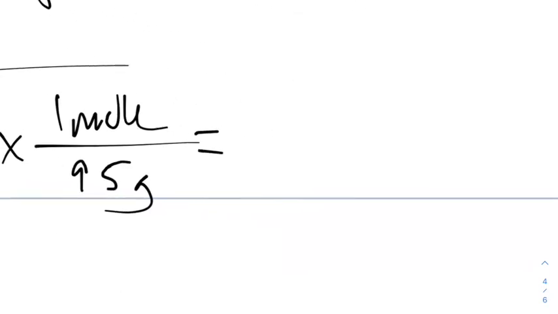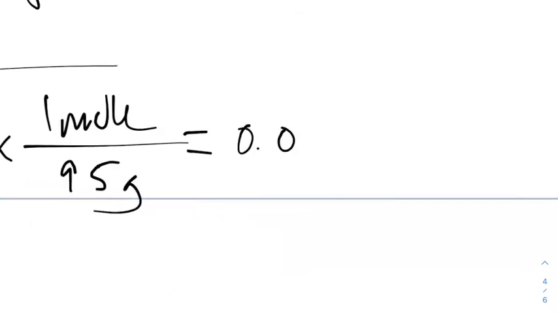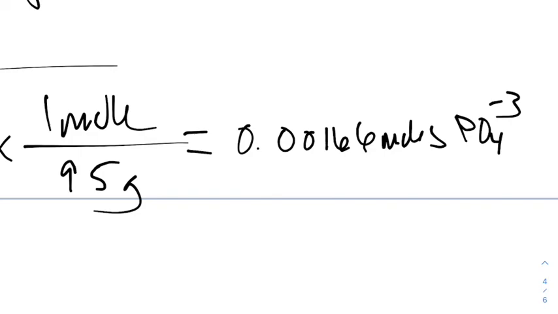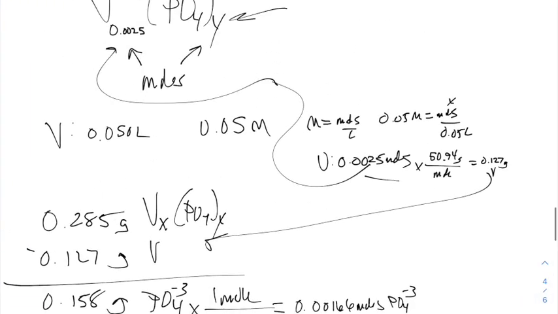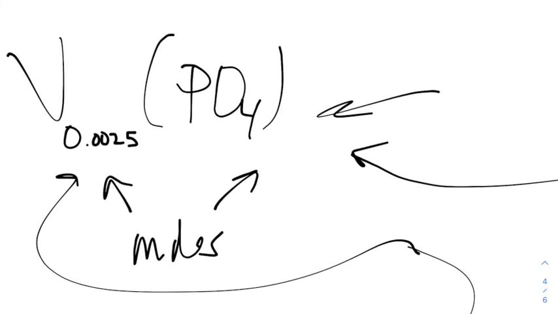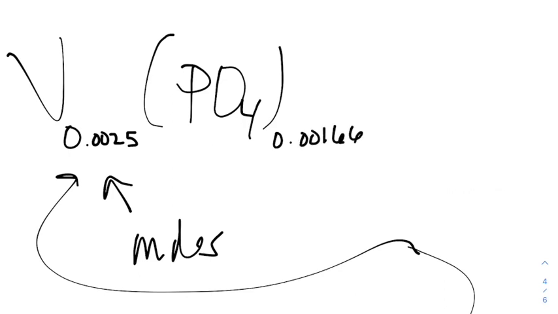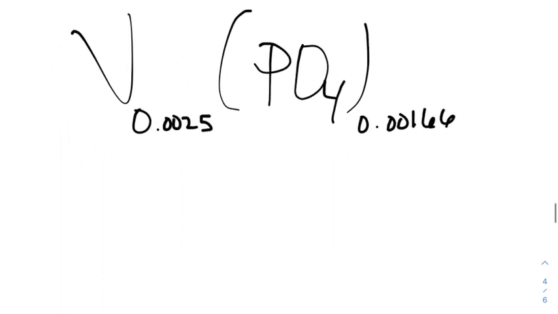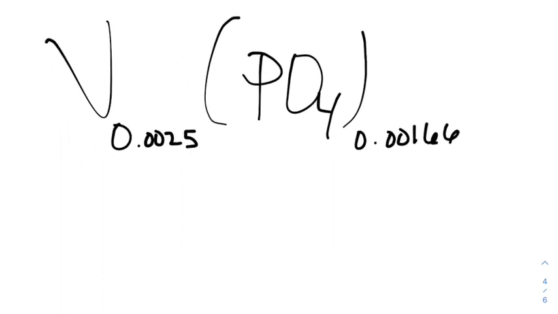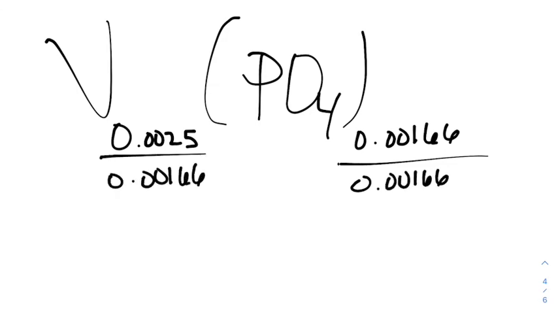So divide that out and you end up with 0.00166 moles of the phosphate ion. That number there gets moved all the way back up to our top here. So this is now 0.00166. These are not the same numbers. So we've got to figure out what their whole number ratio is. You divide by the smaller of the two numbers. So 0.0025 divided by that there, and you get a 1.5 to 1 ratio.